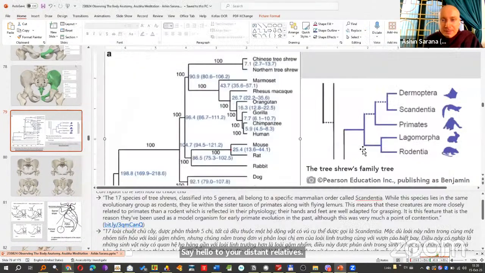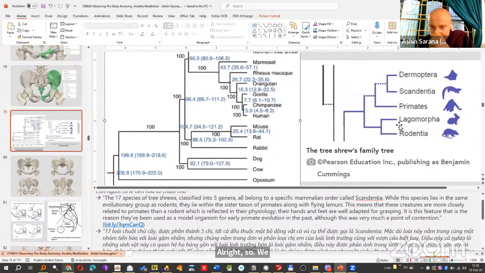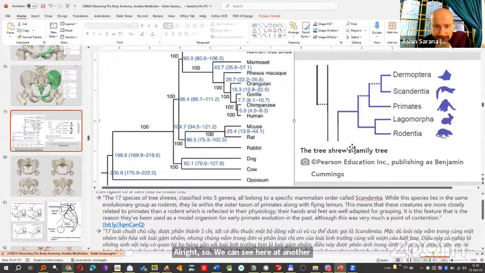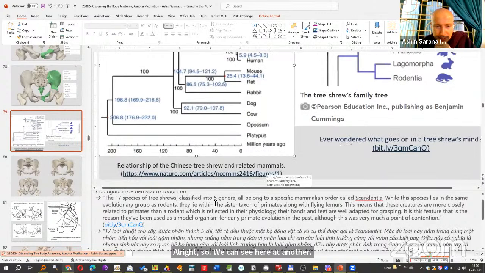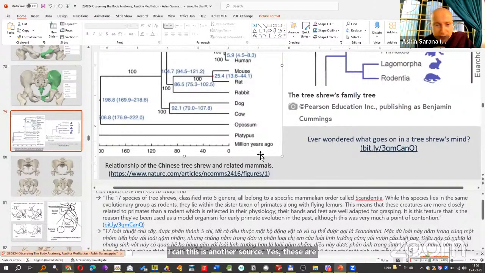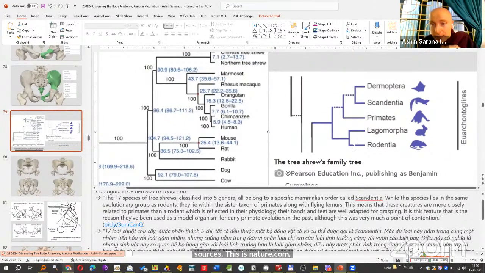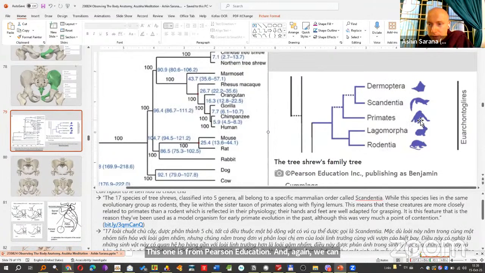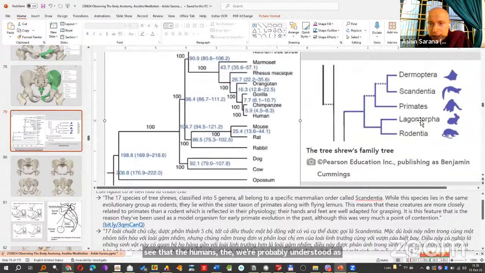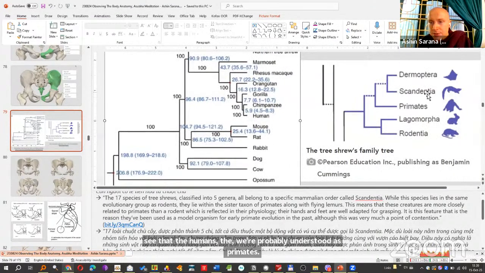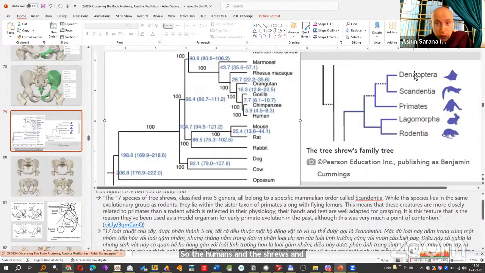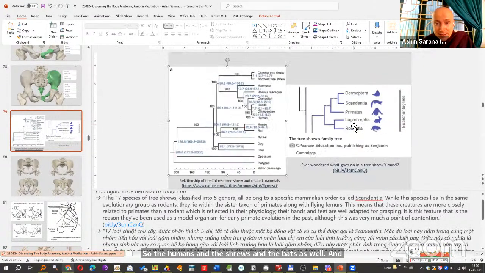So we can see here another source. Yes, these are two different sources. This is nature.com. This one is from Pearson Education. And again, we can see that the humans, we're probably understood as primates, and the shrews and the bats as well, we have a similar ancestor. We have the same ancestor.